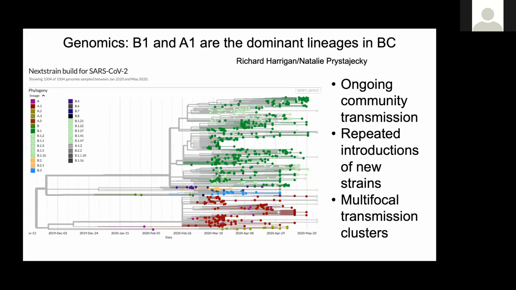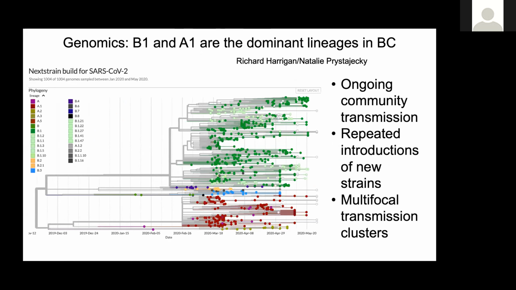So a little word on genomics. Essentially, there's been thousands and thousands of the virus sequenced. We've sequenced almost 2,000 of them already. And what the whole genome sequencing allows you to do is to differentiate ongoing community transmission from repeated introductions of new strains, or to understand multifocal transmission clusters.